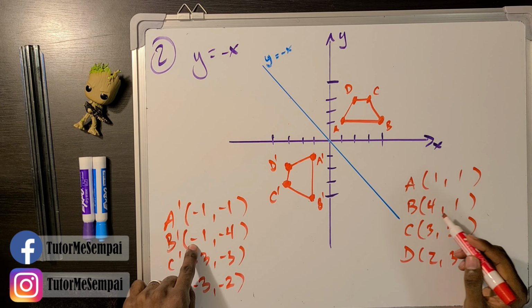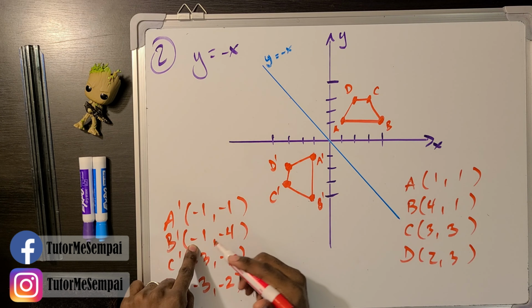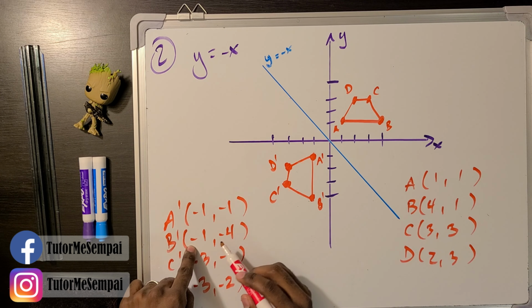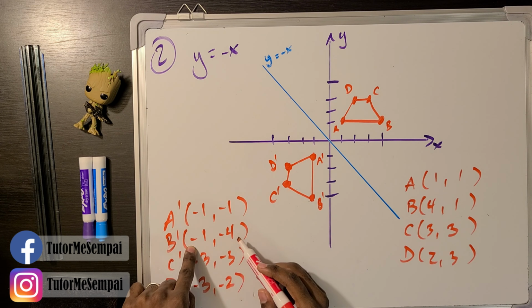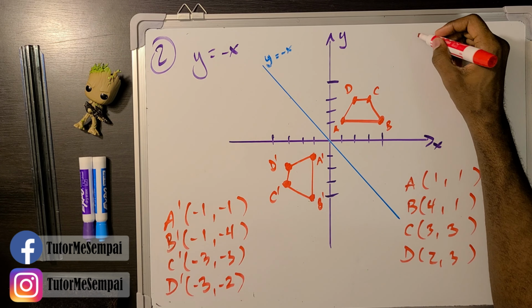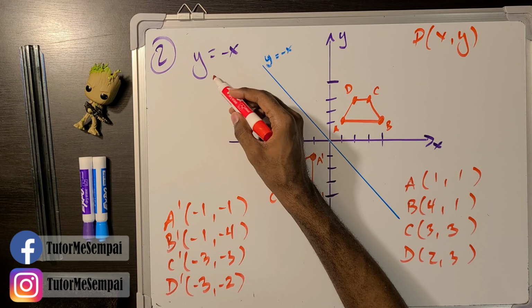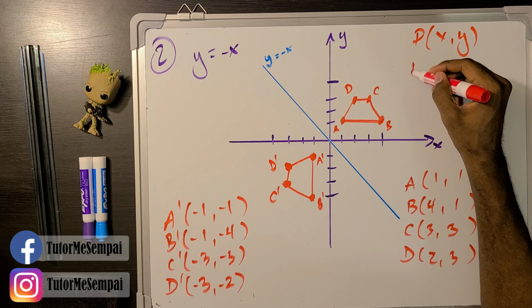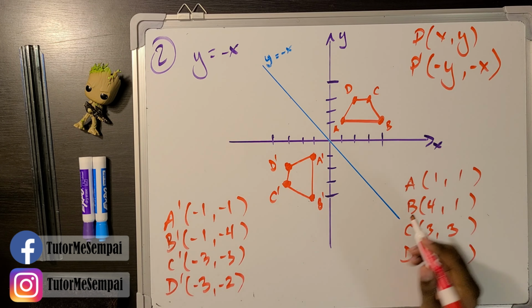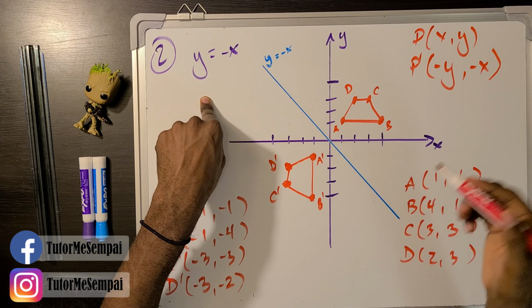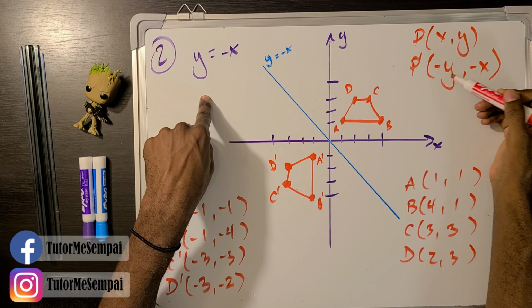How about this one? Now you can see from 4, 1, we go to 1, 4. We're swapping X, Y, but we're not done yet. We're going to be going to negatives now. So instead of just going to 1, 4, like we did for Y equals X, we have to negate this. So our rule is if we have a point, X, Y, and we're reflecting over the line Y equals -X, our P prime is going to be -Y, -X. So for Y equals X, it was simply Y, X, but for Y equals -X, it's going to be -Y, -X.